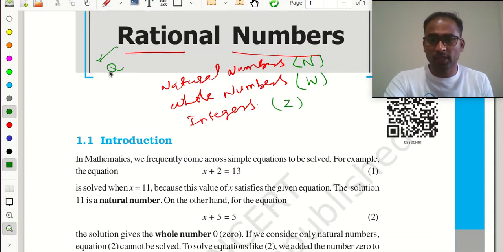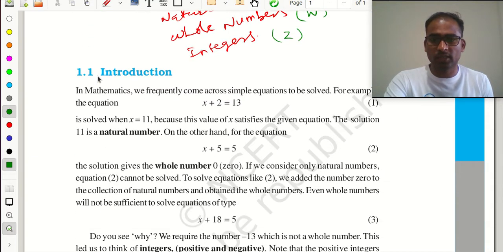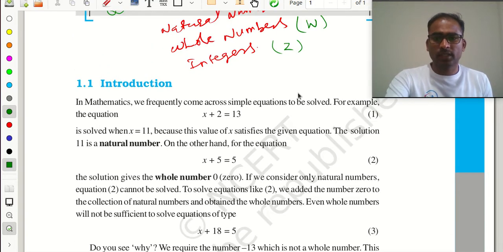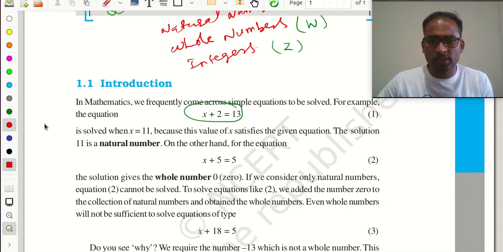So here we will go through the introduction. In mathematics we frequently find equations. We need to solve the equations and find the solution of the equations. Suppose here we have one equation, x plus 2 is equal to 13. We need to solve this equation and find what the value of x should be.